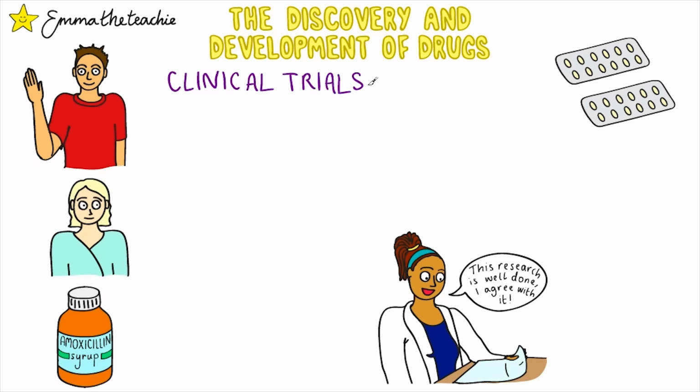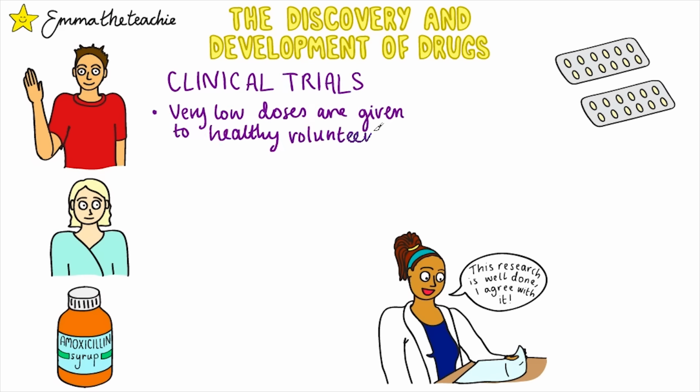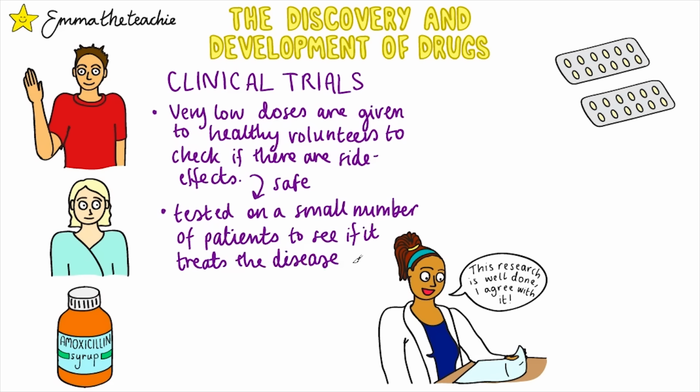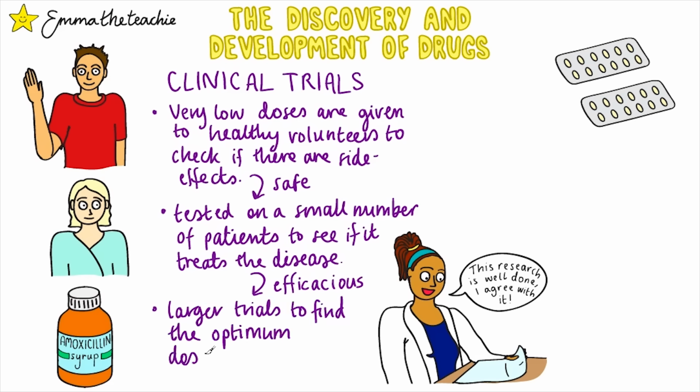These use healthy volunteers and patients. So first up, very low doses are given to healthy volunteers to check if they're safe or if there are any side effects. If they are safe, then they're tested on a small number of patients. This is to see if it actually treats the disease. And if it does, then larger further trials are carried out to find the optimum dose for the drug.